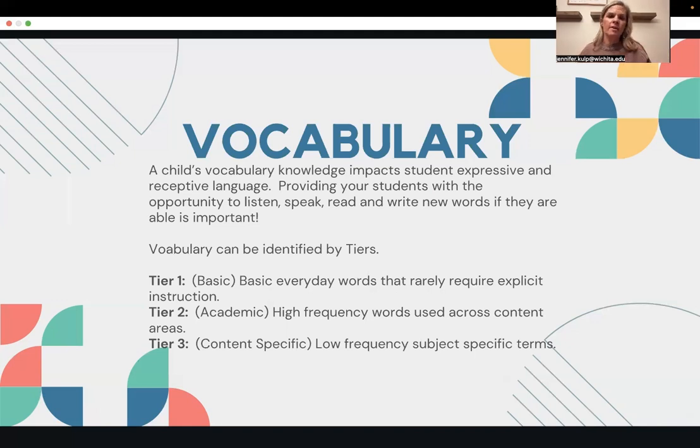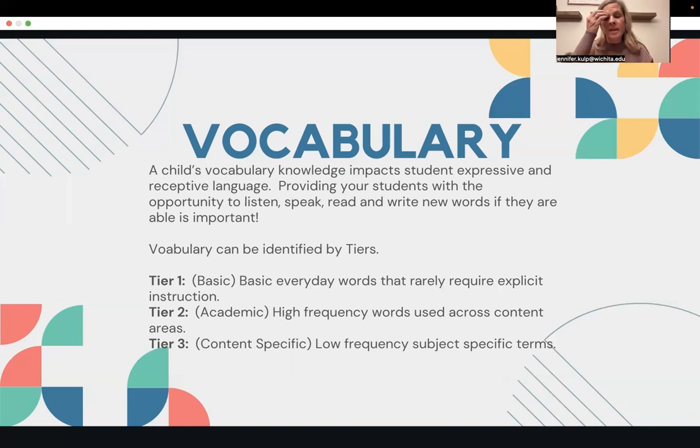A child's vocabulary knowledge impacts their expressive and receptive language. Providing your students with the opportunity to speak, listen, read, and write new words is so important. So the vocabulary words that you choose can be defined by tiers. Tier one is just the basic words. These are basic everyday words that rarely require explicit instructions. So these are the words that I kind of want you to weed out and not include in your vocabulary instruction.